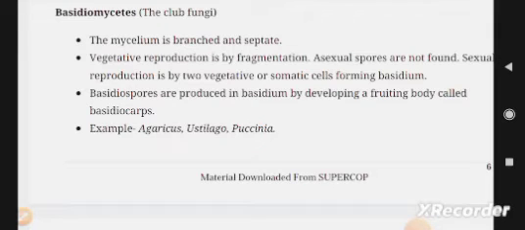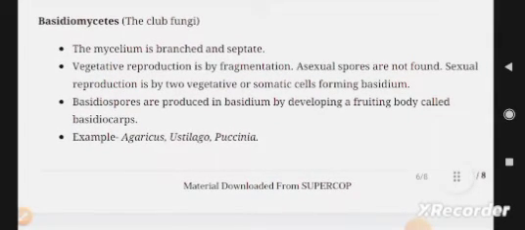Basidiomycetes, the club fungi. The mycelium is branched and septate. Vegetative reproduction is by fragmentation. Asexual spores are not found. Sexual reproduction is by two vegetative or somatic cells forming basidium. Basidiospores are produced in basidium by developing a fruiting body called basidiocarps. Example: Agaricus, Ustilago, and Puccinia, whatever.